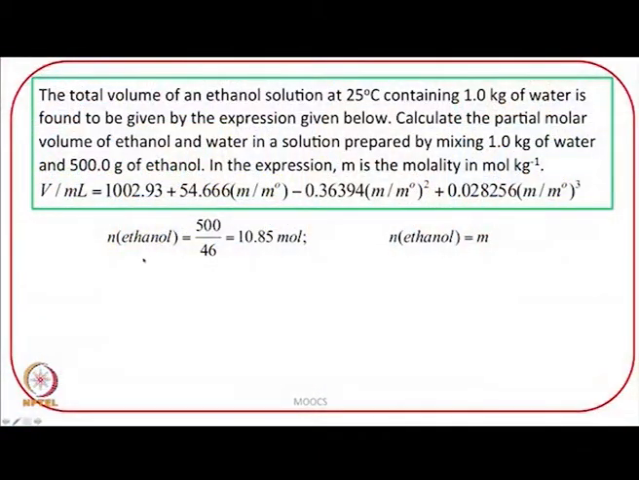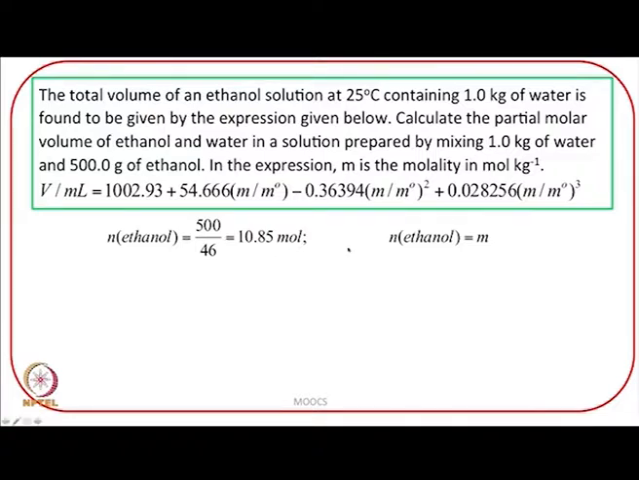We will make use of this fact and calculate the number of moles of ethanol. 500 gram of ethanol have been used. Molecular weight of ethanol is 46, therefore the number of moles is 10.85.